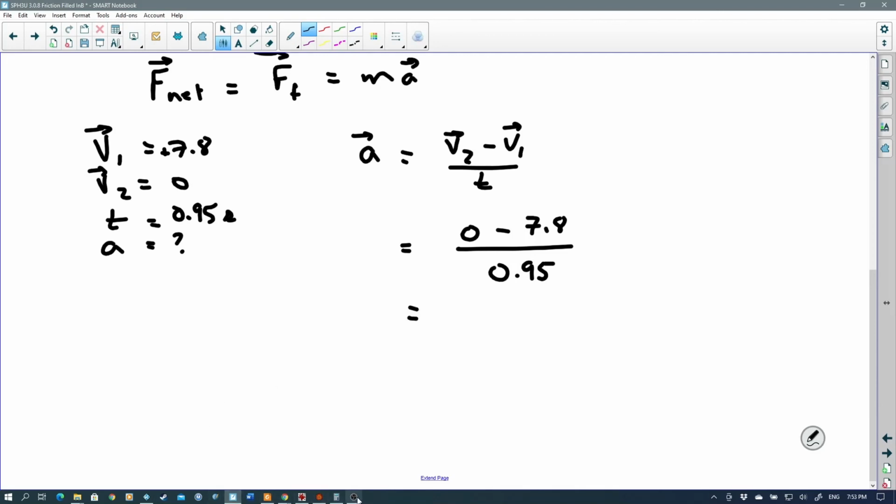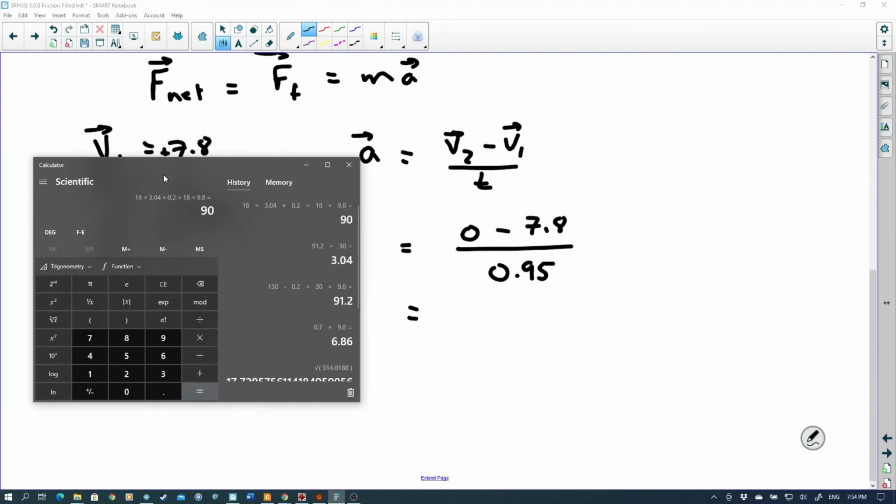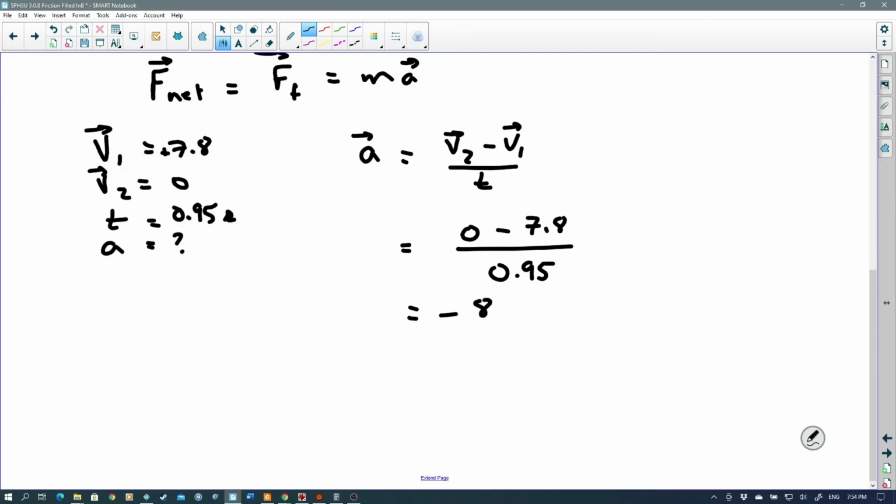So I take my calculator here and do the calculation. So 7.8 negative divided by 0.95 is equal to negative 8.21.